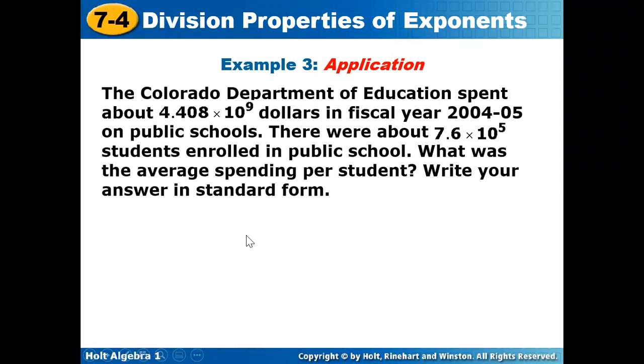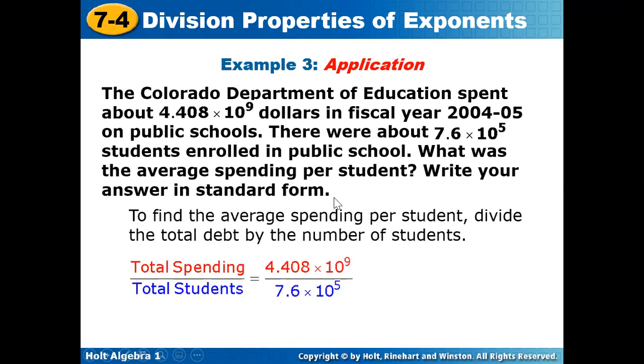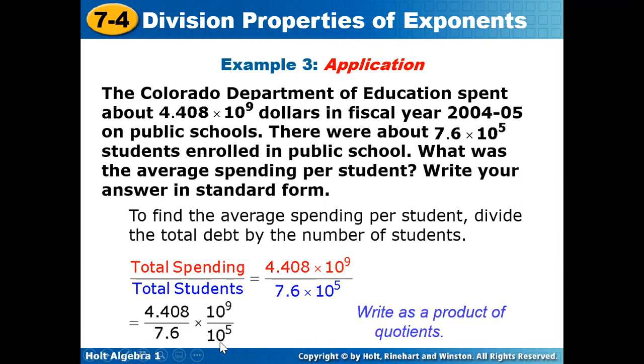All right, we're going to do one word problem, and then we'll move on to some more scientific notation. Well, this is scientific notation. The Colorado Department of Education spent about $4.408 times 10 to the 9 in fiscal year 2004-2005 on public schools. There were about 7.6 times 10 to the 5th students. What's your average spending per student? Right? Total spending divided by total students is our average. And so you see, once we set it up, we have the same thing we had before. Bada bing, bada boom, right? So we do them separately.